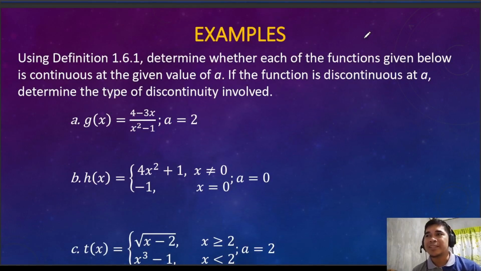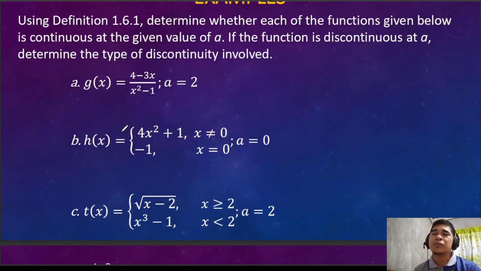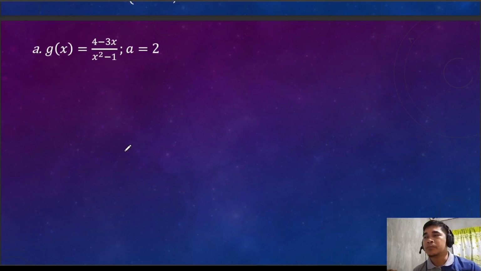Now, let's have this one. Using definition 1.6.1, determine whether each of the functions given below is continuous at the given value of a. If the function is discontinuous at a, determine the type of discontinuity involved. So we have three examples ato siyang tagsa-tagsaon so that we can clearly determine if this is continuous or not and what type of discontinuity if that is not continuous. Okay? So let's start with letter A.